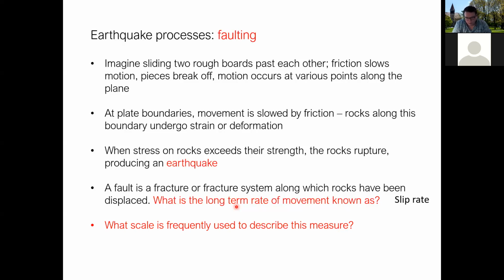The other term here, again, I won't test you on this, but I want you to think about is the scale of frequency used to describe these activities. For perspective, these are usually in millimeters or centimeters per year. The San Andreas section moves relatively a lot, but most of the scale of this is in the millimeter to centimeter per year range.